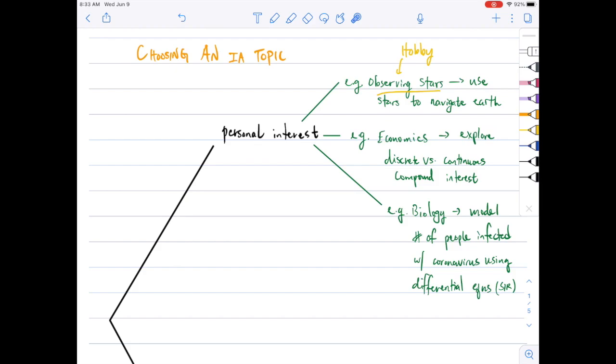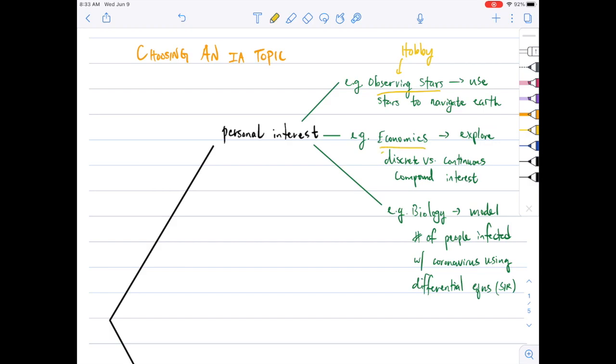And it turns out that navigating across the Earth's surface uses a branch of mathematics called spherical trigonometry. It's like an extension of trigonometry, but trigonometry that revolves around curved surfaces. So he was successfully able to connect his hobby to navigation across the Earth, and that was really cool.